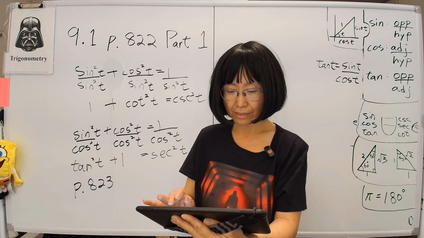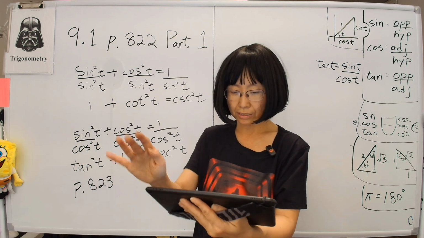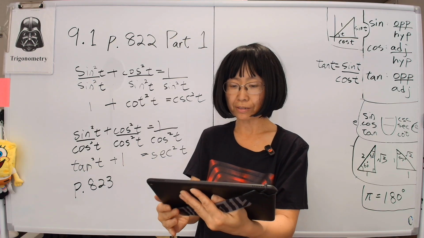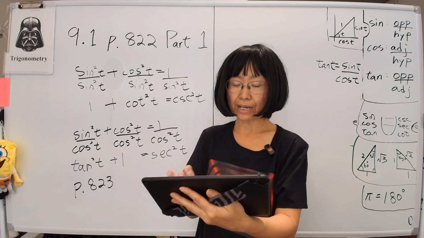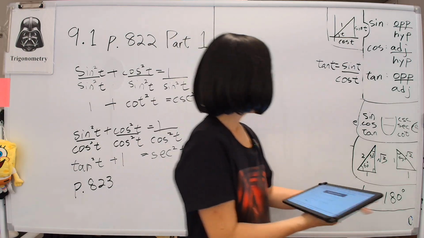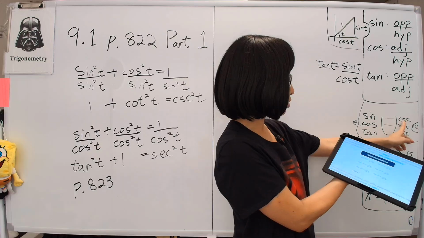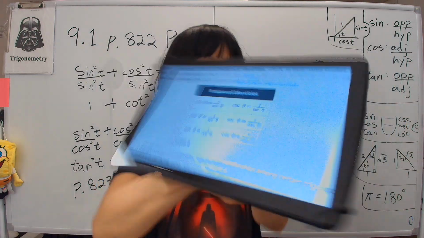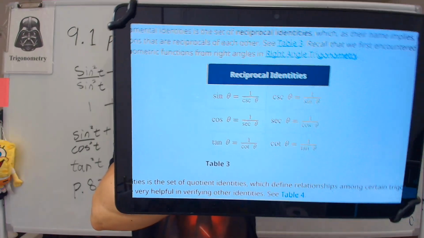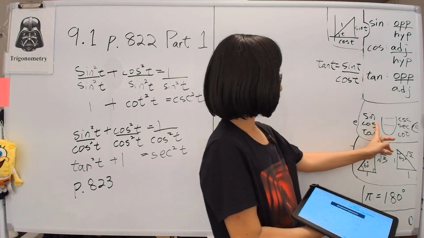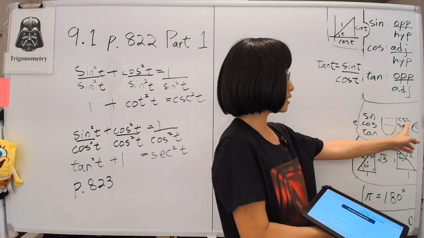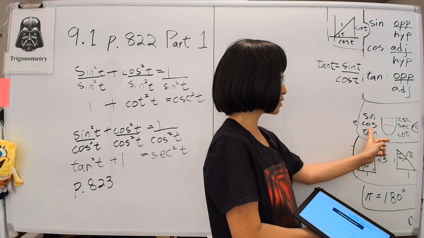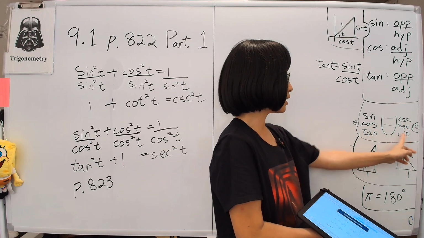So having said that, let's turn to the following page. Okay, on the next page we have the reciprocal identities, which we have already mentioned. That is, sine equals 1 over cosecant, or cosecant equals 1 over sine. I'm looking at this chart on the following page, table 3. So that is what we have already mentioned. Sine is 1 over cosecant, or cosecant is 1 over sine. Cosine is 1 over secant, or secant is 1 over cosine. And tangent is 1 over cotangent, and cotangent is 1 over tangent.